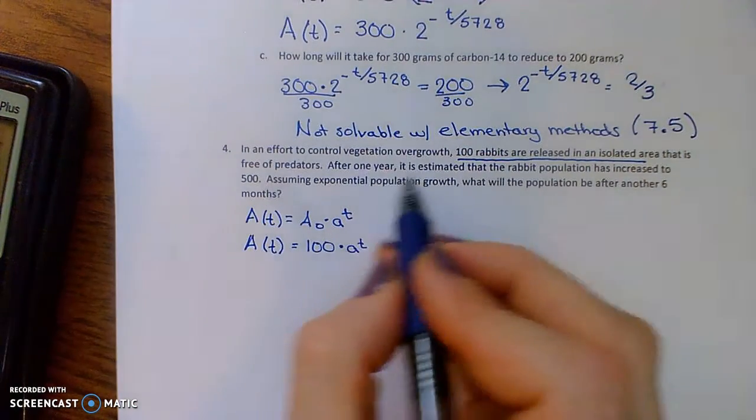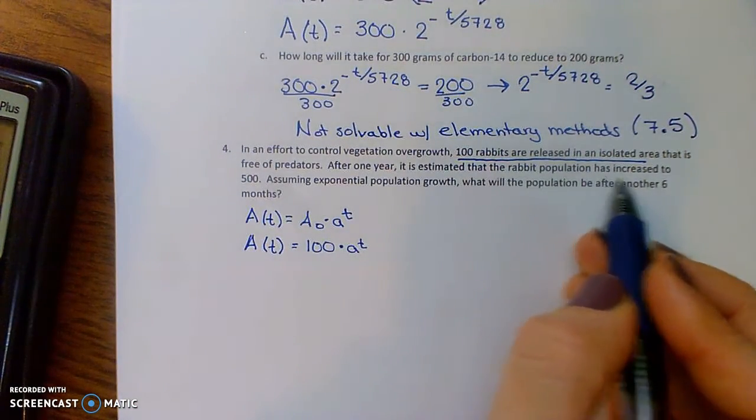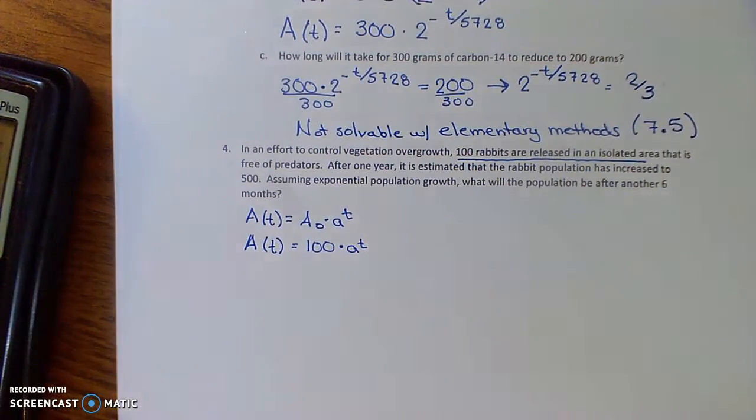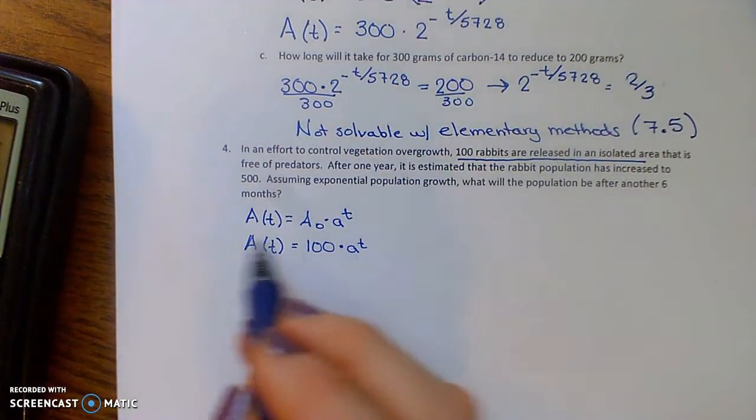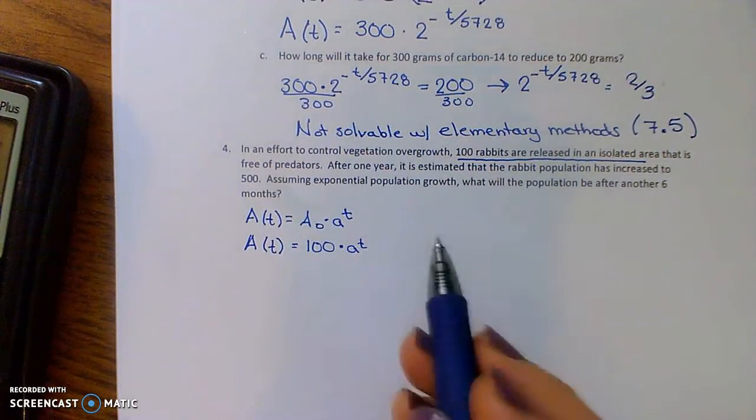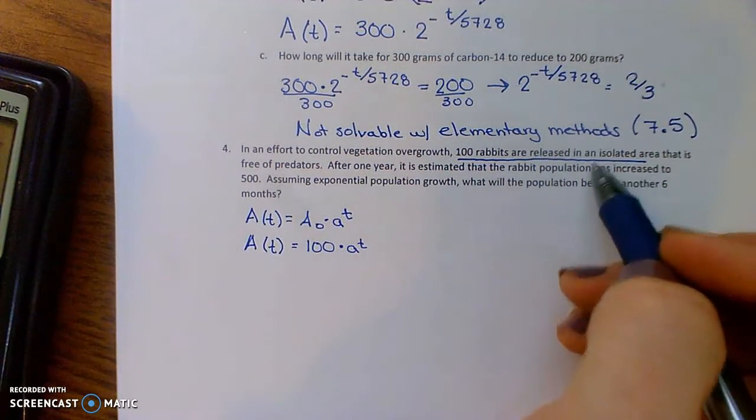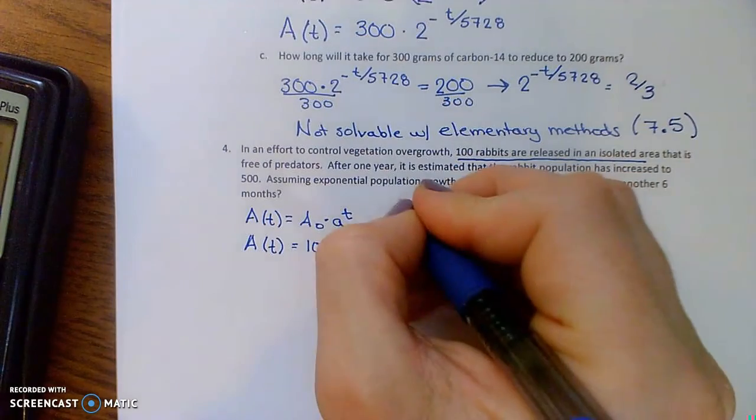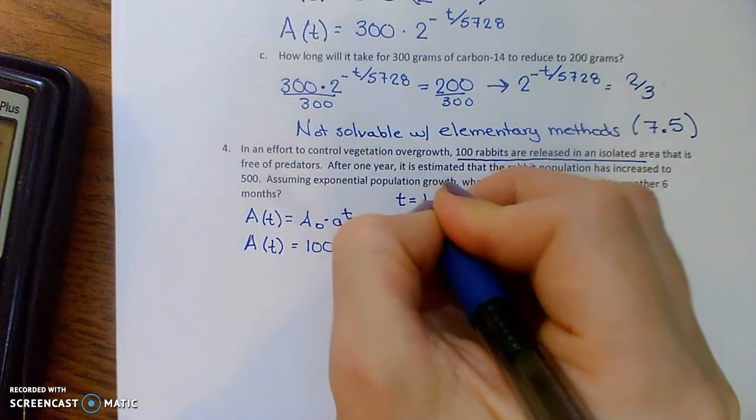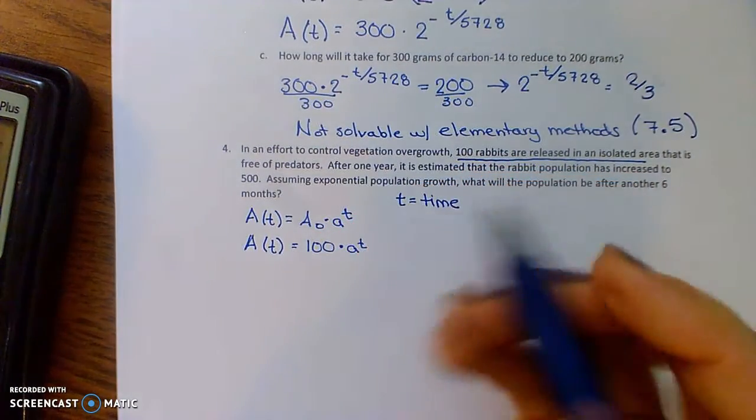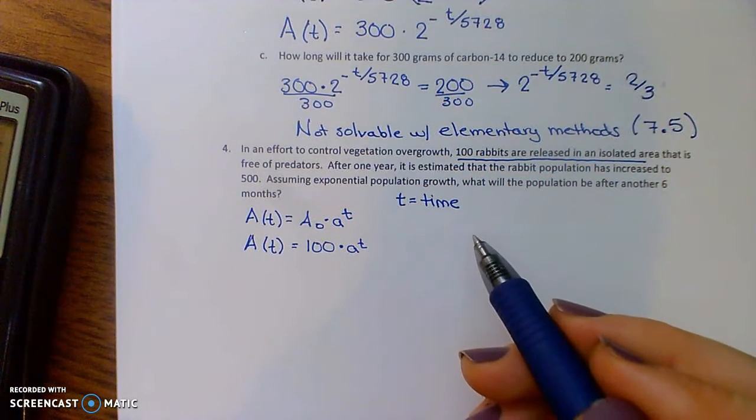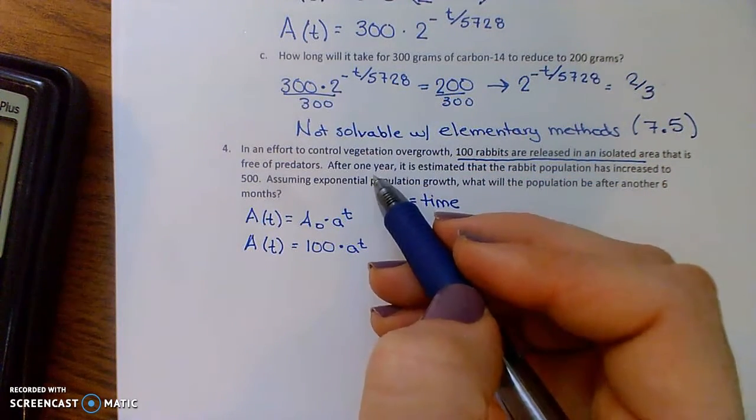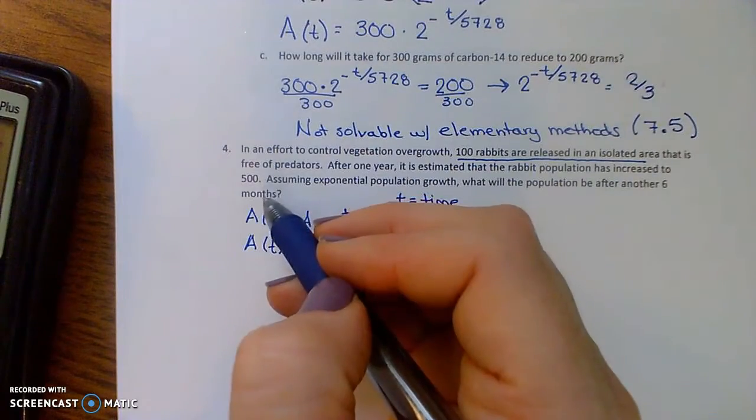All right, after 1 year, it's estimated that the rabbit population has increased to 500. Assuming exponential population growth, what will the population be after another 6 months? Okay, so a couple things here. First, I'm using t for time, but I need to think about what units I want to use to measure time. I could let time be in years, or I could let time be in months.